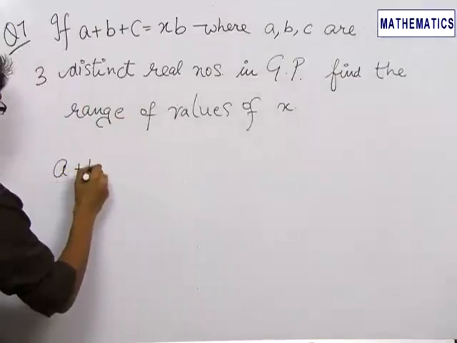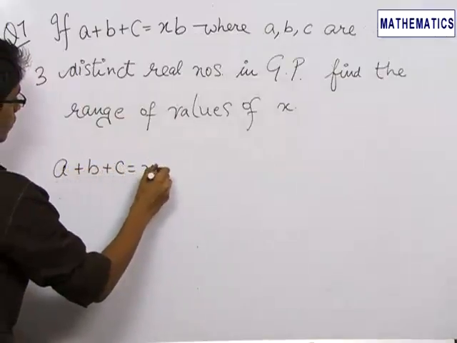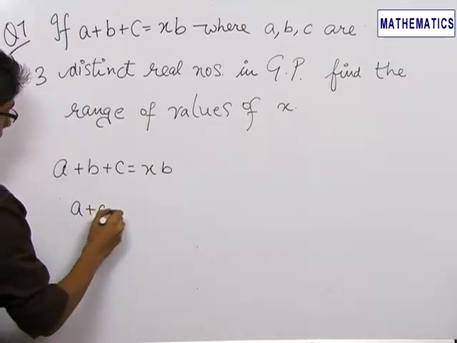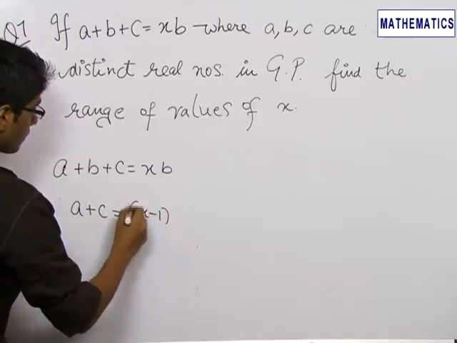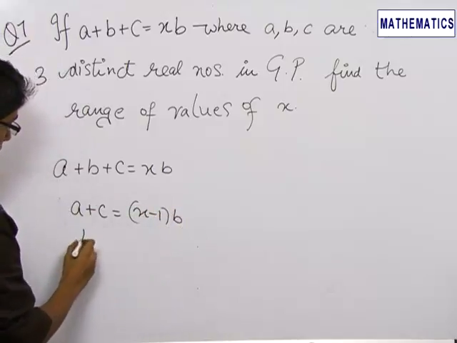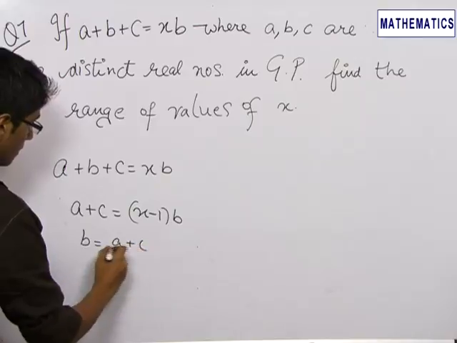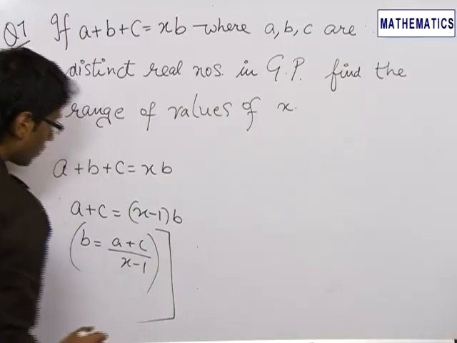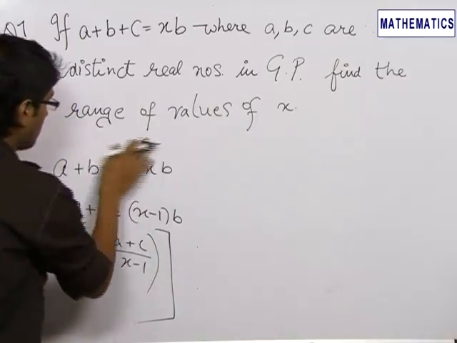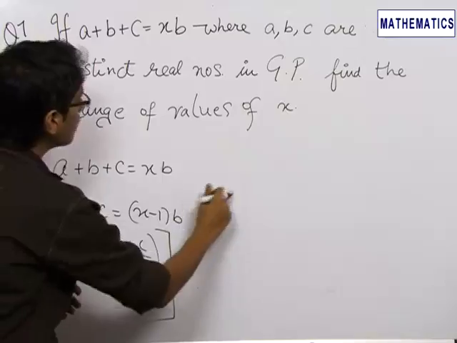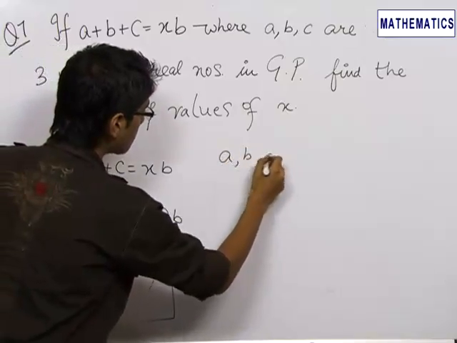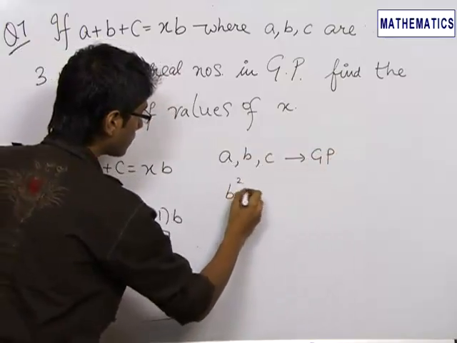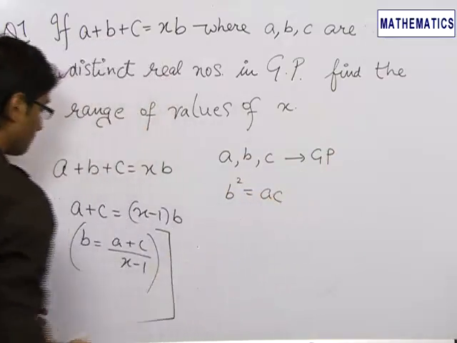Now a + b + c = x times b. So we write this as a + c = (x - 1) times b, or b = (a + c)/(x - 1). We remember this because it may be useful after some time. Now we know that a, b, c are in GP, hence b² = ac.